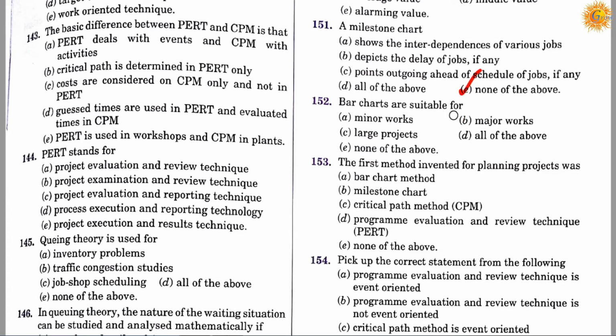Question number 152. Bar charts are suitable for option A, minor works, option B, major works, option C, large projects, and option D is all of the above and option E is none of the above. Correct answer is A. Bar charts are suitable for minor works.